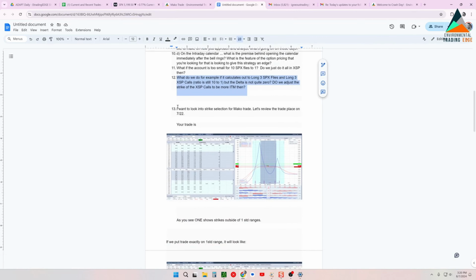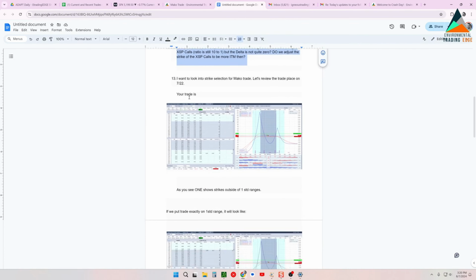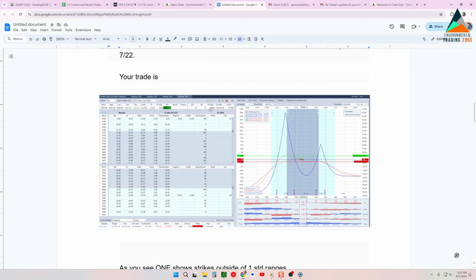Okay. I want to look into this one that got posted in the forum. I just thought this was a really great question, because what it ended up going through is the Mako trade, and I posted some pictures up here. I can probably just super zoom in on this. Let me zoom in like 200%, so that way you guys can see it too.